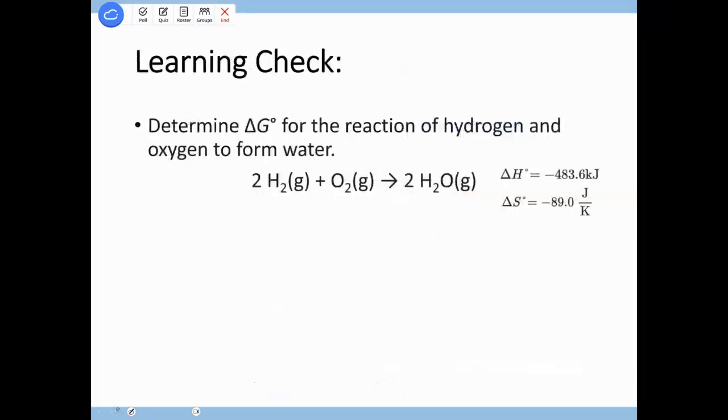So we're going to do that. Let's do this learning check here. You're determining delta G for the reaction of hydrogen and oxygen forming water. You have delta H, you have delta S, just simply plugging it into the equation that was given to you. And I also think Gibbs free energy equations on your equation sheet. We're assuming standard temperature, 298 Kelvin here.